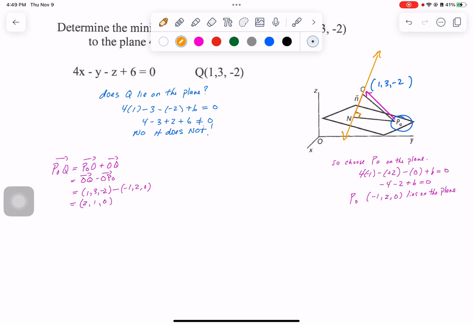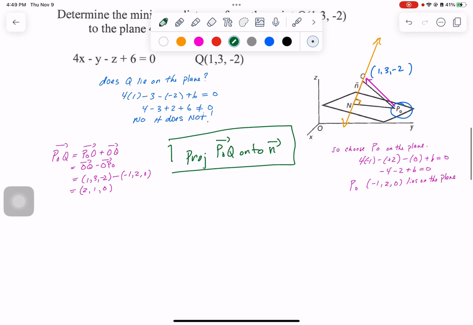And so what I'm going to do is make use of this idea that I'm going to think about the projection. I'm going to look at the projection of P naught Q onto the normal. That is my shortest distance. It's the projection here. So the projection of this vector onto the normal is just that little bit.